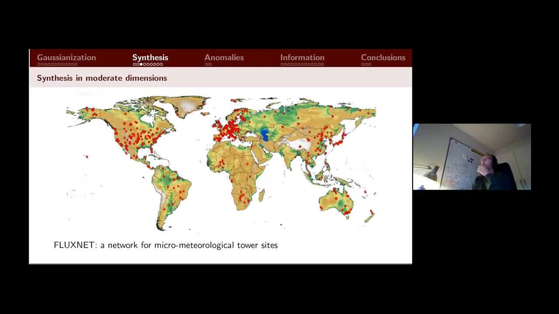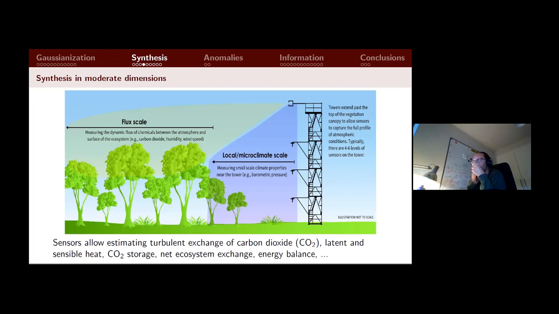Okay, but now let's move on to more interesting problems in earth sciences. In this particular problem, we wanted to estimate carbon fluxes from satellite data and in situ measurements from the FluxNet network. You can see here the location of the different flux towers, and it is heavily imbalanced, at least spatially. These flux towers allow us to estimate many different variables, like exchange of carbon dioxide, ecosystem energy exchange, energy budgets, etc.